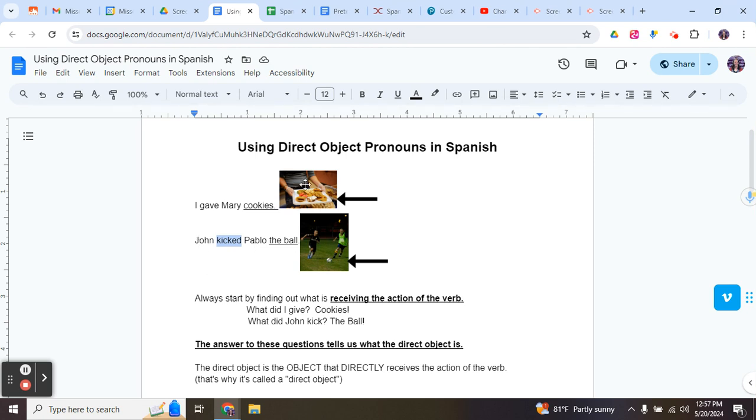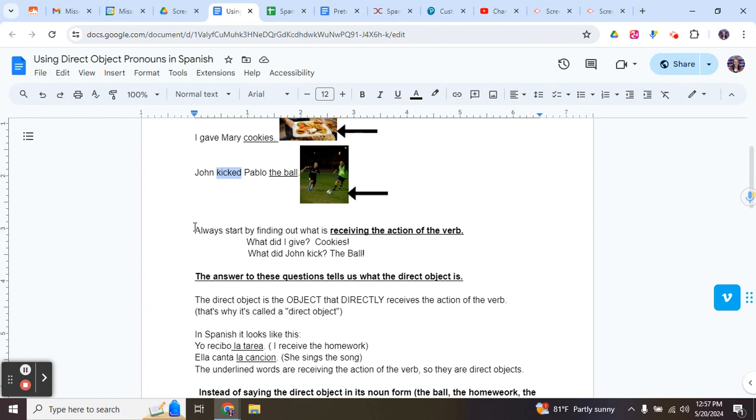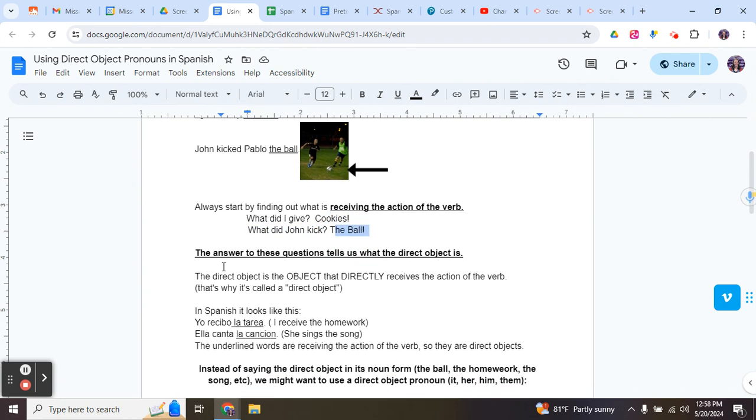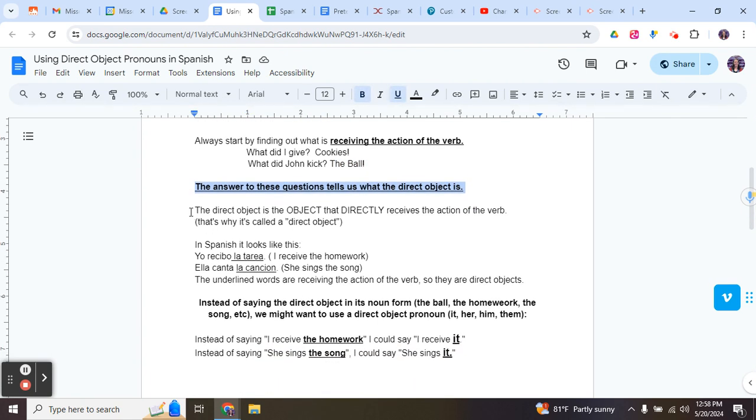Okay, so we're going to focus on direct objects, things that are directly receiving the action of the verb. So what did I give? Cookies. That's why it's the direct object. What did John kick? The ball. That's why it's a direct object. Now, if you ask yourself these questions, it'll just tell you what the direct object is. Okay, so I've just been saying it over and over just to help it sink in. The direct object is the object that directly receives the action of the verb. Okay, that's why it's called the direct object.